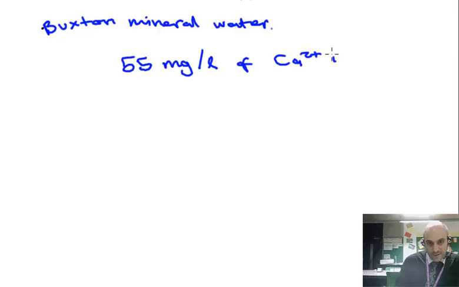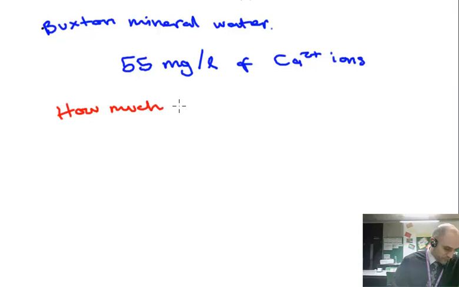ions. So why don't we try and apply this equation to figure out how much calcium there would be in, let's say, 250 milliliters of water. So how much calcium, or what is the mass of calcium, or what's the amount of calcium in 250 milliliters of mineral water?